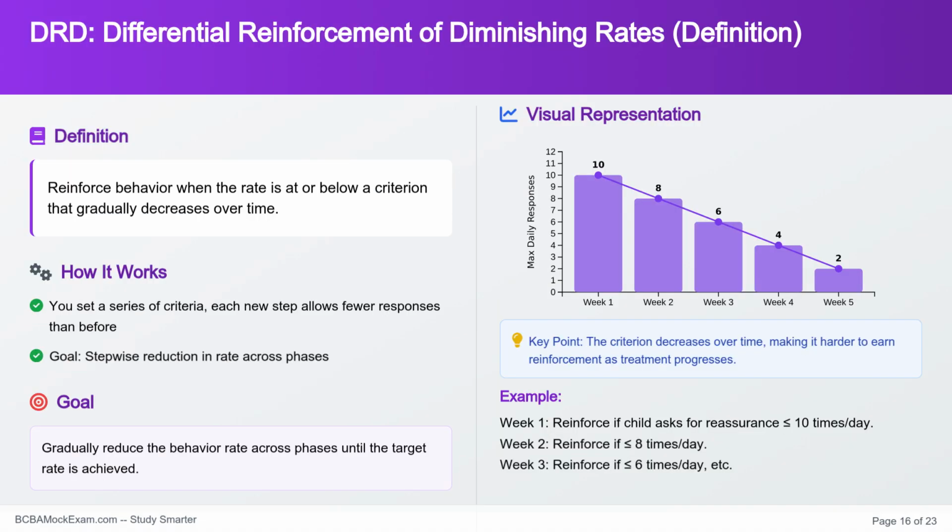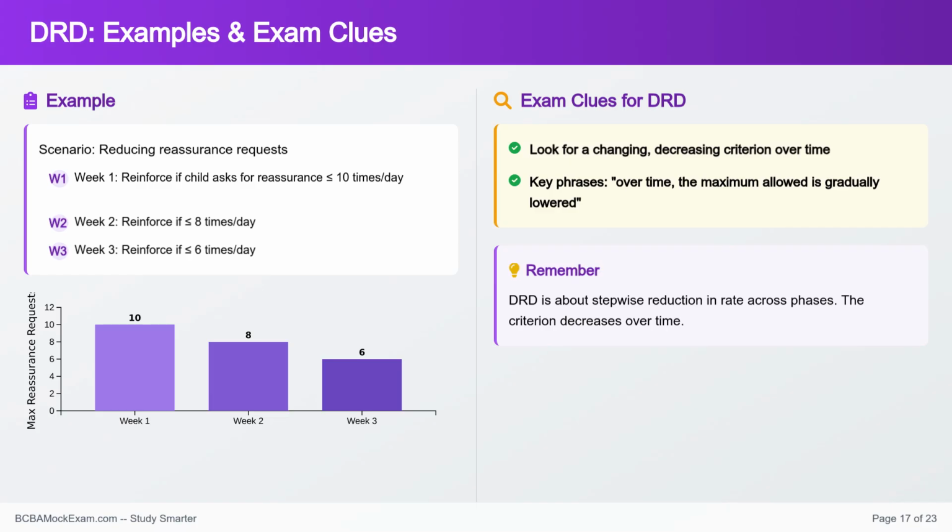Now DRD, Differential Reinforcement of Diminishing Rates. This one aims to gradually reduce the frequency of a behavior, but not eliminate it. It's perfect for behaviors that are not inappropriate, but happen too often. Things like asking for reassurance too often, using too many bathroom breaks, or even overeating. With DRD, you reinforce when the behavior happens fewer times than a criterion, and that criterion slowly decreases.